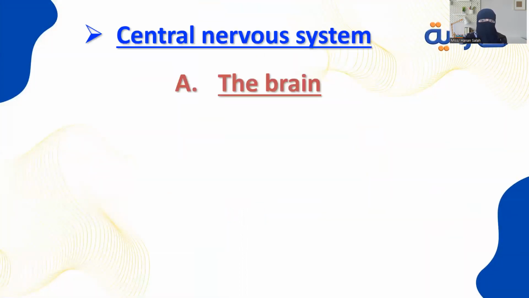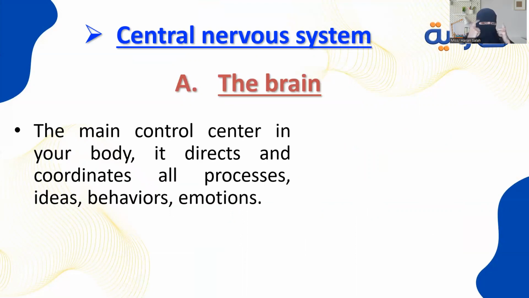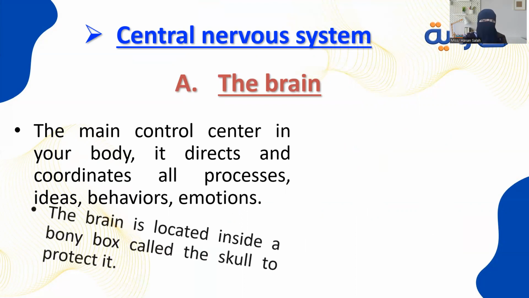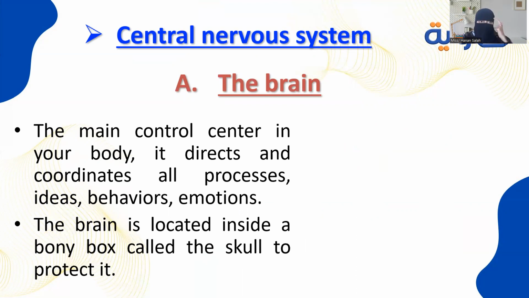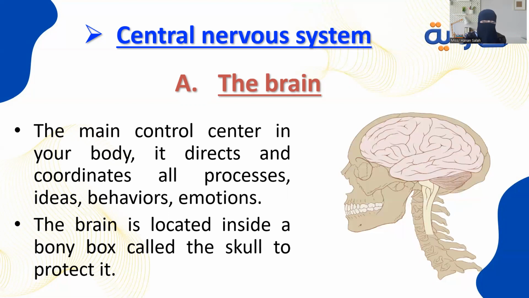Here we will start with the brain. What is the brain? The brain is the main control center in your body. It can control, coordinate, and direct all the processes, all the ideas, all the behaviors, all the emotions inside your body. So it's very important. The brain is located here inside the skull. You can press and you will feel a very hard, huge thing. It's called the skull, and it protects your brain from any harm. So that's the brain inside the skull.